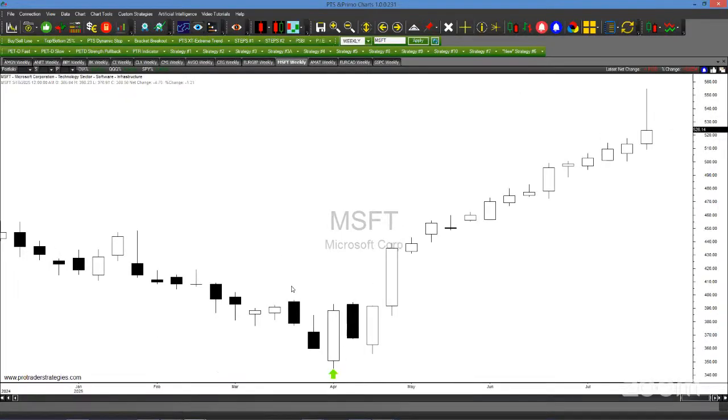As we look at Microsoft, another buy signal generated at the bottom of this downtrend earlier in the year, about 3 or 4 months ago. And it's continued to go straight up coming into August. Microsoft has gone up 165 points.